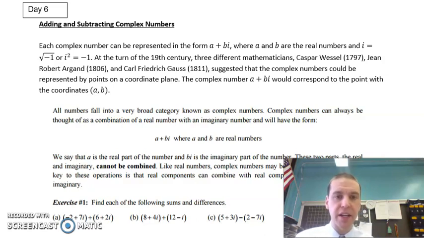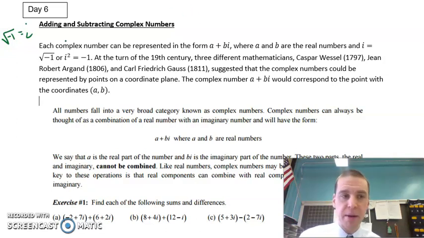Just as a reminder, a complex number can be written as a plus bi, and the square root of -1 is equal to i, or i squared is equal to -1. So just remember that the square root of -1 equals i. Today we're going to be talking about adding and subtracting, multiplying and dividing complex numbers. It's very, very straightforward if you remember that the square root of -1 is i, and that i squared equals -1.